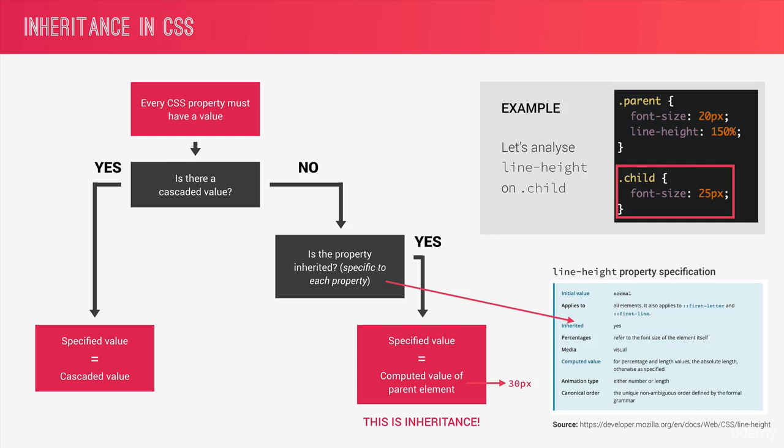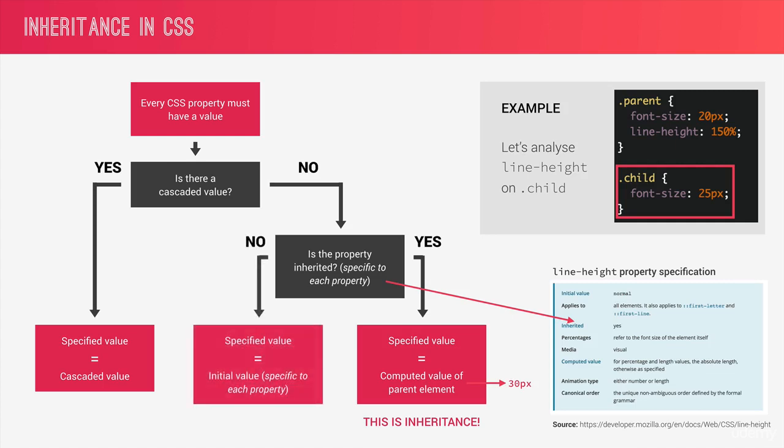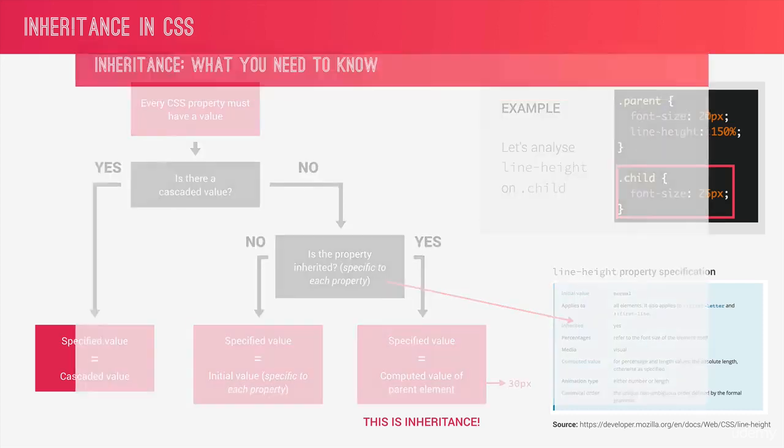Now, if it's a property that's not inherited, like for example padding, then the specified value will become the initial value, which is also specific to each property. In the case of padding, that's just 0 pixels, like we actually saw in the last lecture. Again, you don't need to memorize these initial values, because they are all just rather intuitive.